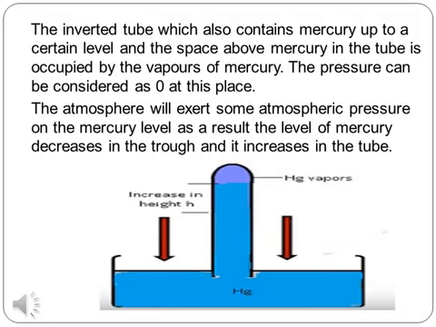The inverted tube also contains mercury up to a certain level, and the space above the mercury in this tube is occupied by its vapor. The pressure can be considered as 0 at this place. The atmosphere will exert some pressure on the mercury level in the trough. As a result of this pressure, the level of mercury decreases in the trough and it increases the level of mercury in the tube.